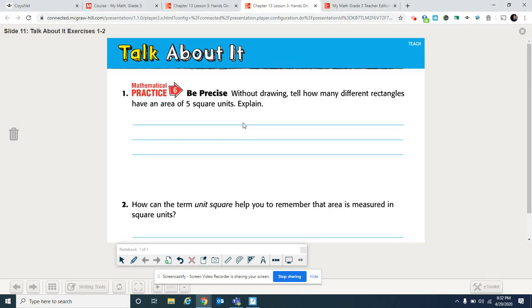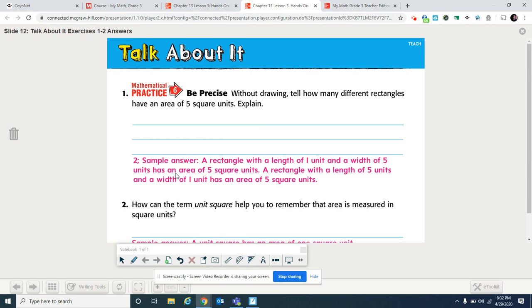In this topic, we'll examine a question that you will need to explain, but I'll be helping you on how to do this. Without drawing, tell how many different rectangles have an area of 5 square units. Do you have some idea about this? If not, I'll be showing you the answer.